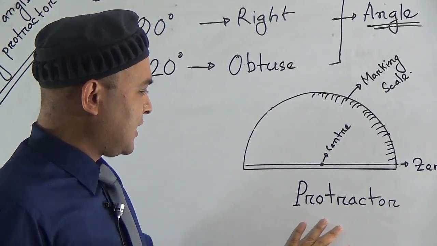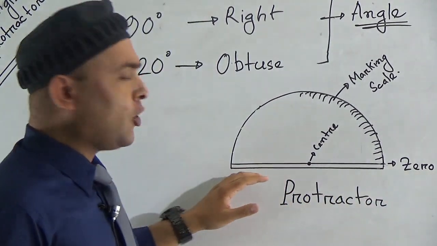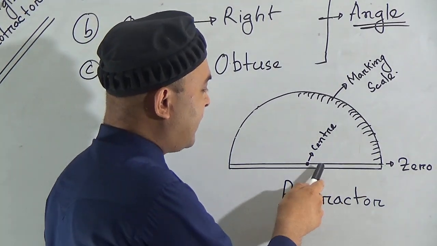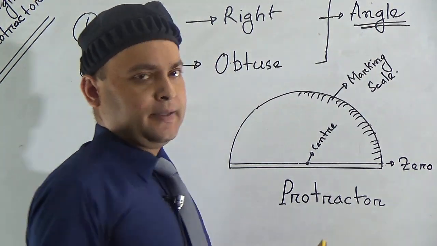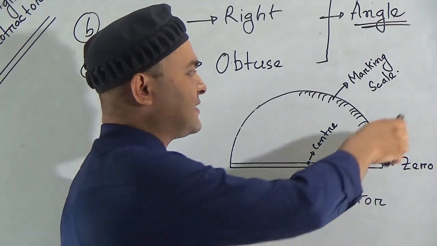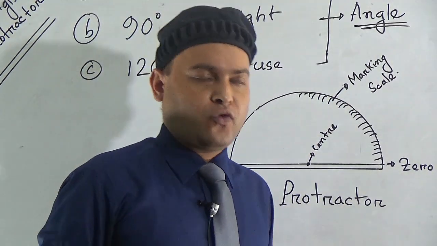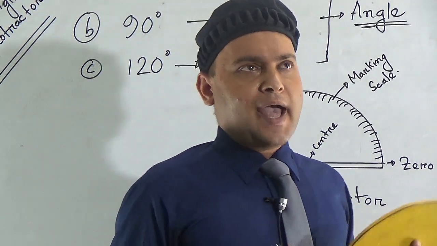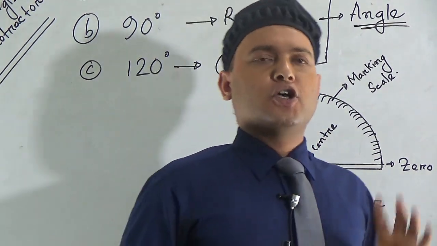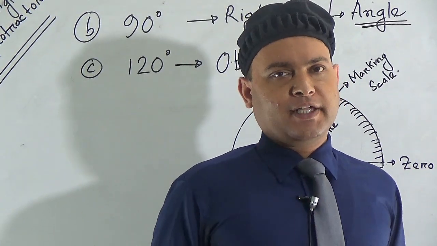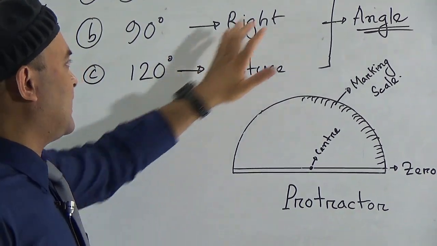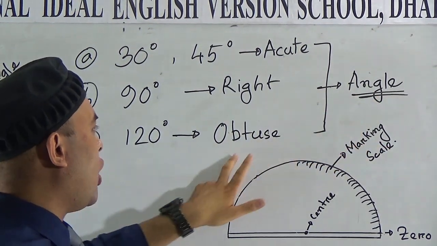In a protractor, there is a line at the bottom called the zero line, and there is a center on the zero line, and in the top position there is a scale, which is used to measure the angle. And you already know that a protractor is used for drawing and measuring angles. Now let's start to draw some kinds of angles: acute angle, right angle, obtuse angle.